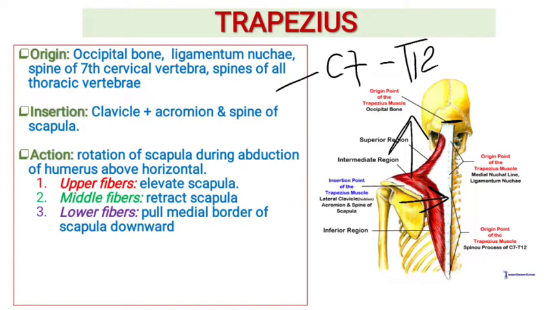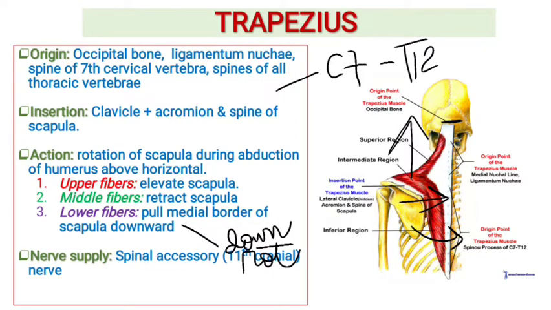And lastly, you have your lower fibers, which pull the medial border of your scapula downward. Okay, so it pulls the medial border downward. So essentially, your lower fibers can perform downward rotation of your scapula. So that's downward rotation of the scapula. And that's it for your trapezius muscle. Additionally, you have its nerve supply, which is coming from your spinal accessory nerve, or your cranial nerve 11.